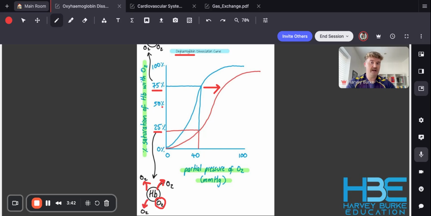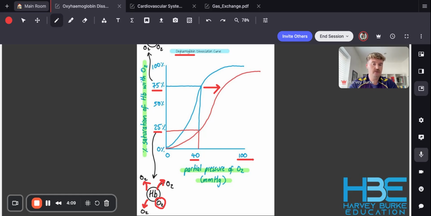So that's what the y-axis is showing us, just how much oxygen is bound to hemoglobin and how much oxygen has been let go from hemoglobin. And then on the x-axis, you've got the partial pressure of oxygen, and that's just a fancy way of saying how much oxygen is there somewhere. So if there's a high partial pressure of oxygen, it just means there's loads of oxygen there. If there's a lower partial pressure of oxygen, there's not as much oxygen there.